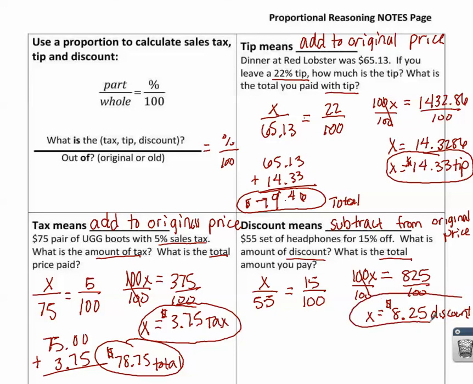Circle your answer. Now remember, discount, you're subtracting from the original price. So you're going to end up with $46.75 for your total that you pay. Pause the video and try the two at the bottom.